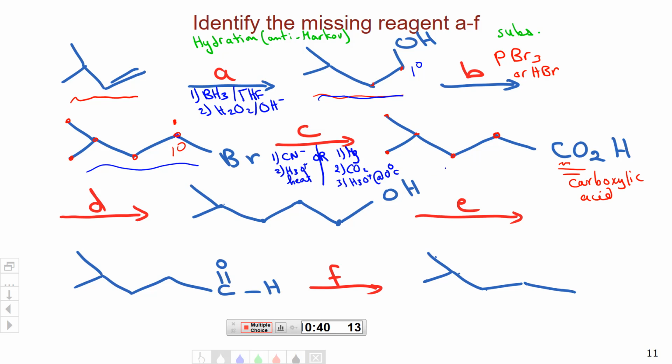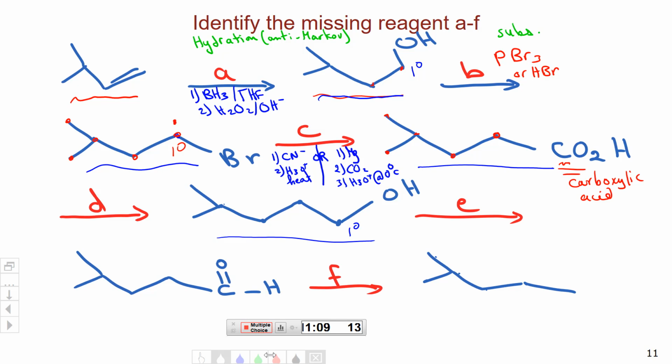Now the next one, I have a carboxylic acid. I'm ending up with a primary alcohol. And if I count the number of carbons, there is no change in the number of carbons. So what type of reaction is this? If I have a carboxylic acid and I'm ending up with a primary alcohol, no change in the number of carbons, it is a reduction reaction. I'm reducing the number of oxygens inside the compound, so this is why it is reduction.